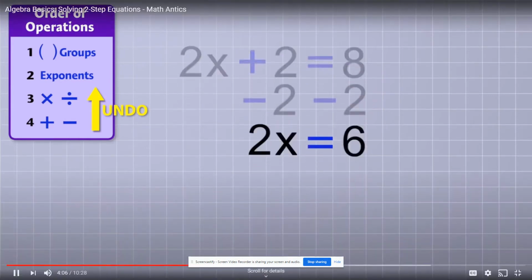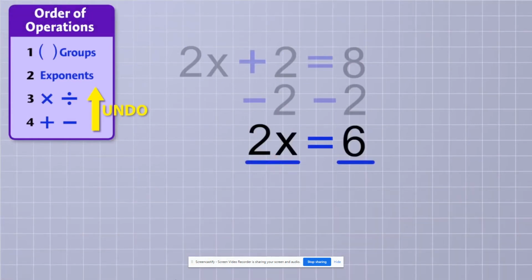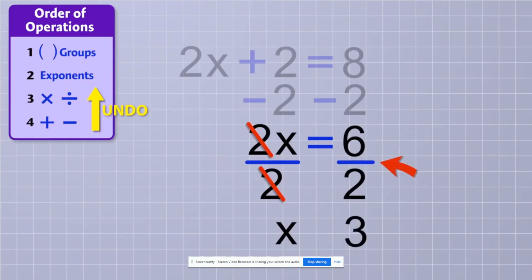Next, we can undo the multiplication by dividing both sides of the equation by 2. On the first side, the 2's cancel, leaving x all by itself. And on the other side, we have 6 divided by 2, which is just 3.